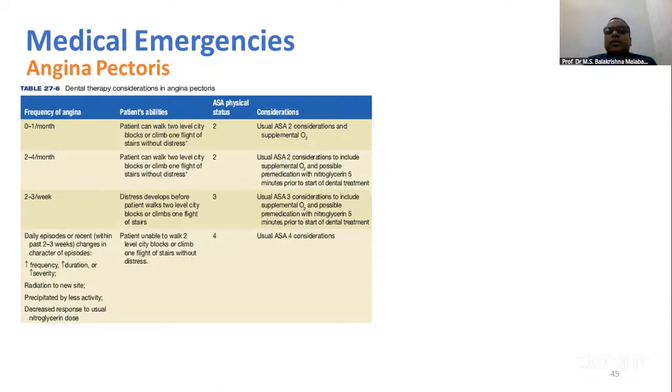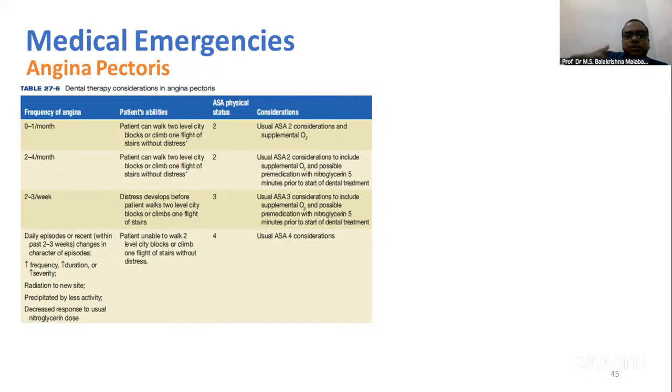Now, based on the frequency of angina, at what pace it is coming. Then the ASA physical status, which we discussed in general anesthesia. Based on the angina pectoris condition, you can put it under the ASA classification. If angina is coming at 0 to 1 month, the ASA classification becomes 2. 2 to 4 months, again 2. 2 to 3 weeks, then 3. 2 to 3 times per week, then ASA classification 3.